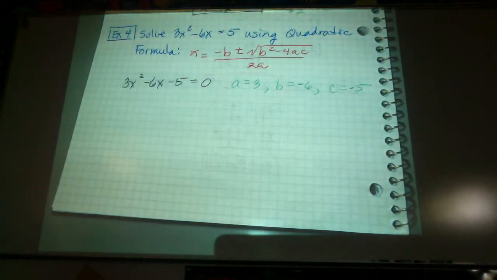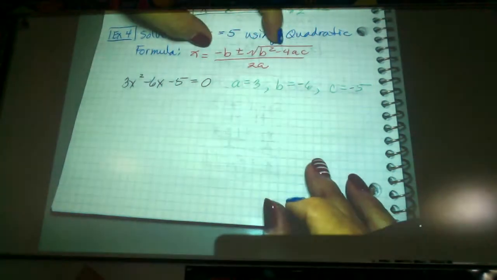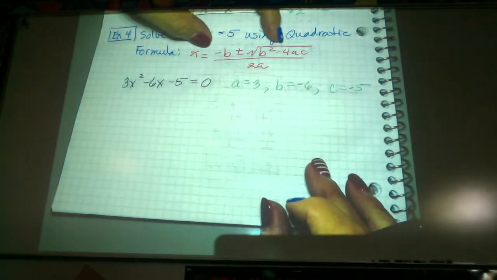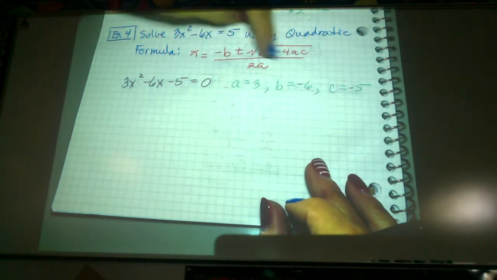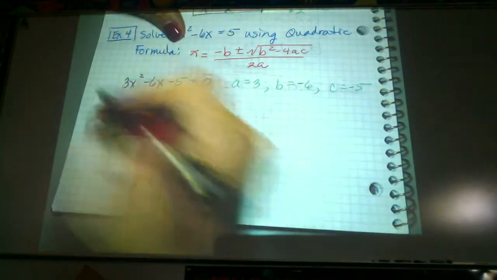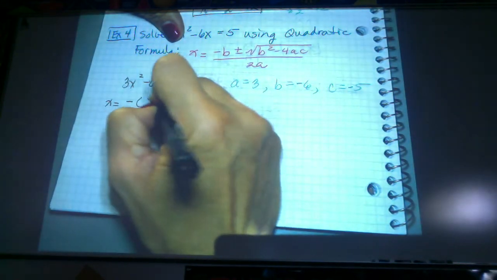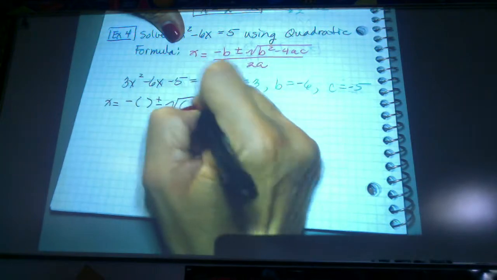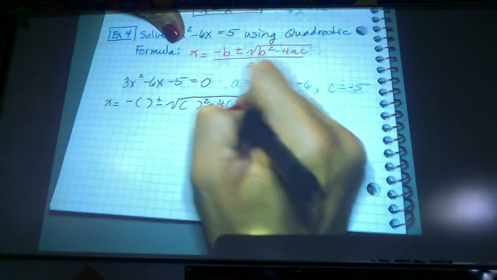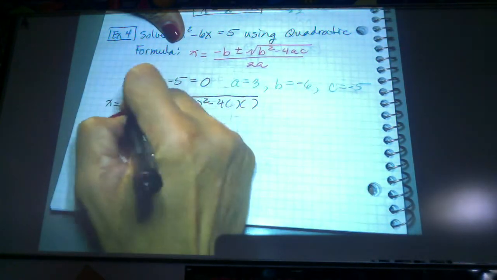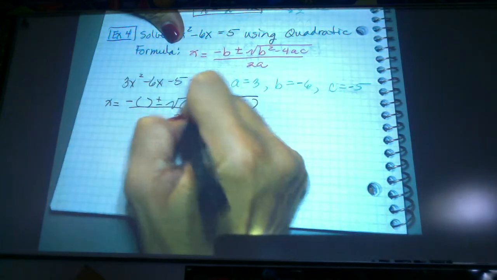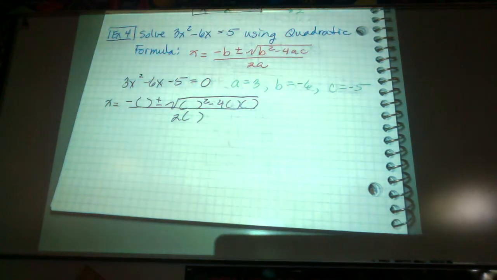So now we're going to prepare our formula. Remember, I'm really big on templates. So I'm going to replace every a, b, and c with parentheses. So x equals the opposite of b plus or minus the square root of b squared minus 4ac all over 2a.